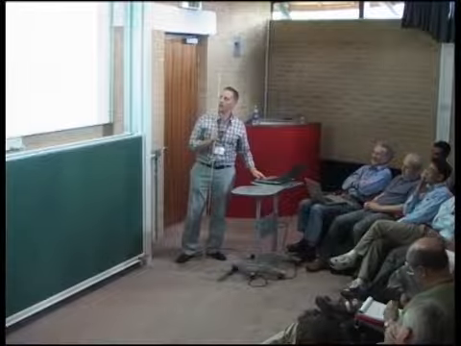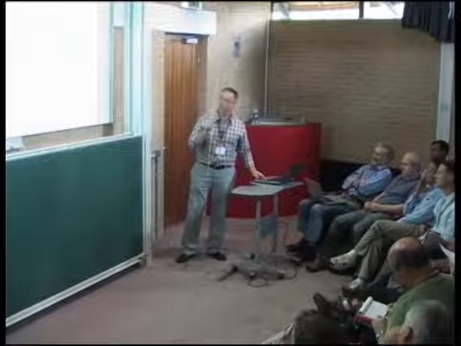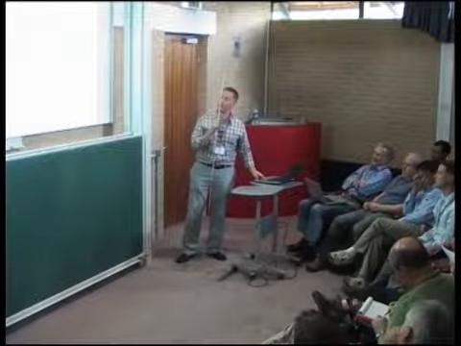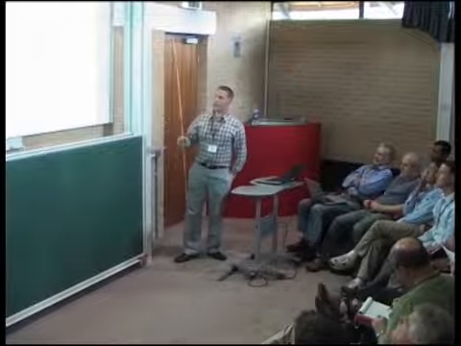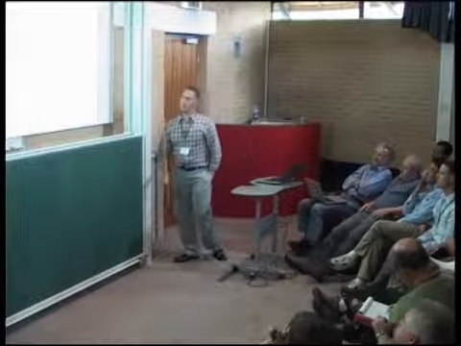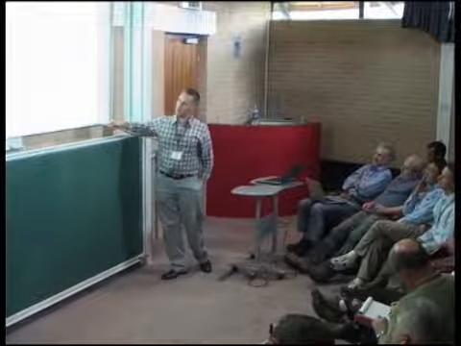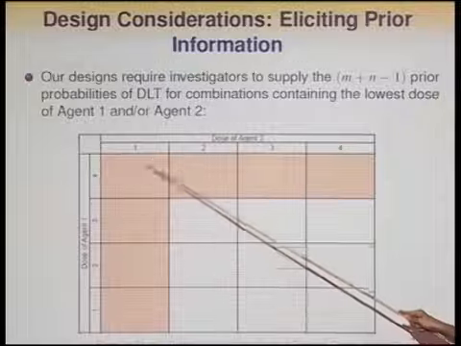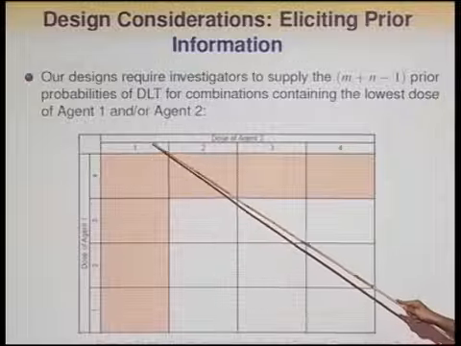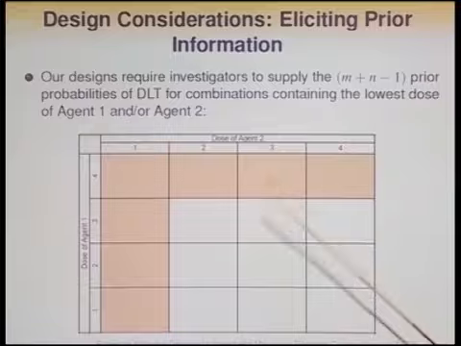This is how to decide what to assign to the next person. And blindly, I went with what we typically did in the one-agent trial, which was to pick the closest. Now, some design considerations. When I go to an investigator, at a minimum, I would hope that they could tell me these probabilities here. You could say that these are the marginals: at the lowest dose of agent 2, what would be the DLT rates for every dose of agent 1?